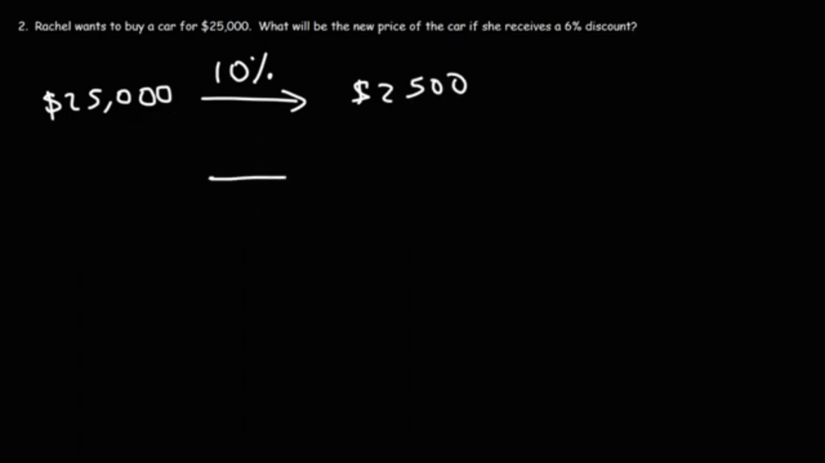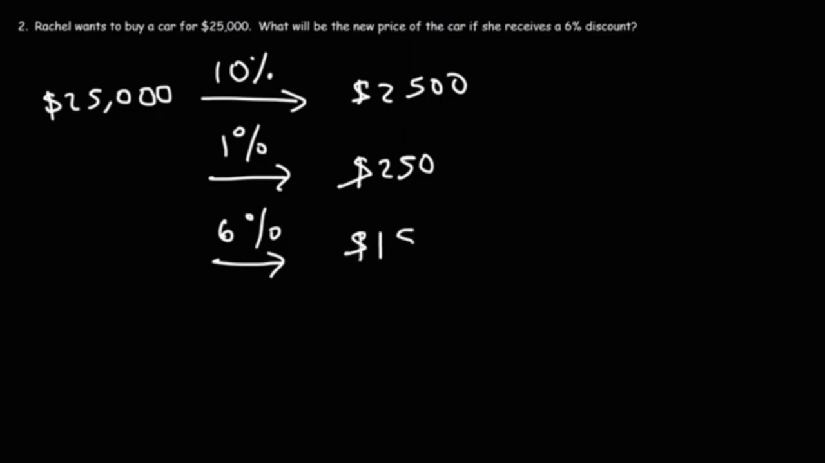If 10% is 2,500, what's 1%? 1%, you need to move the decimal 2 units to the left. 1% of 25,000 is $250. So now if you know what the value of 1% is, you can easily find the value of 6%. 6% is 6 times 1%, or it's going to be 6 times 250. If you had 6 quarters, you would have $1.50. So 6 times 250 is $1,500. So that's 6% of 25,000.